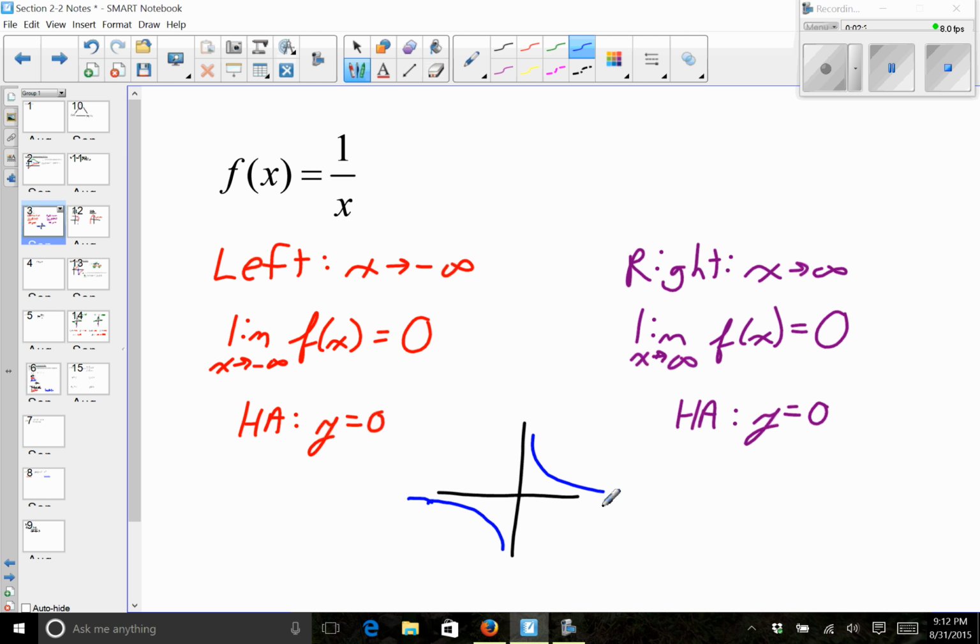So the horizontal asymptotes are always going to be equal to whatever this limit is equal to. When I do the limit as x goes to negative infinity, if that equals a value, there's a horizontal asymptote, y equals that value. I also do a limit as x goes to positive infinity. If it equals a value, I have a horizontal asymptote in that direction at y equals that value.